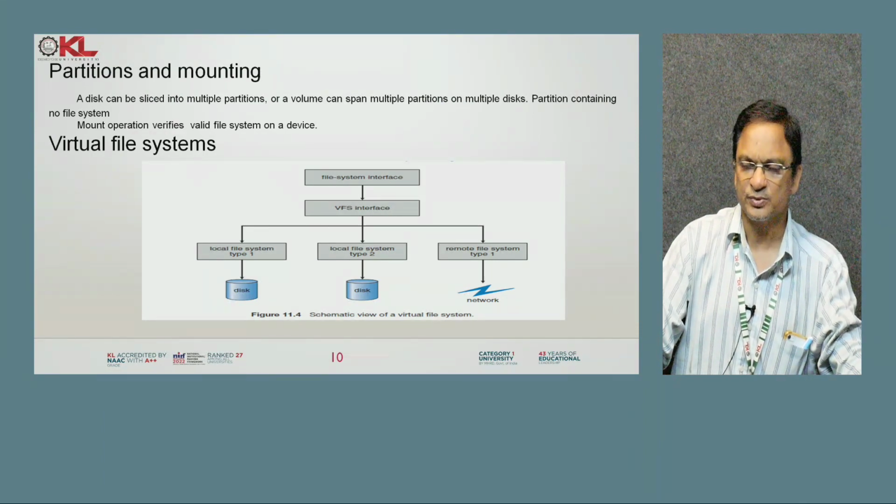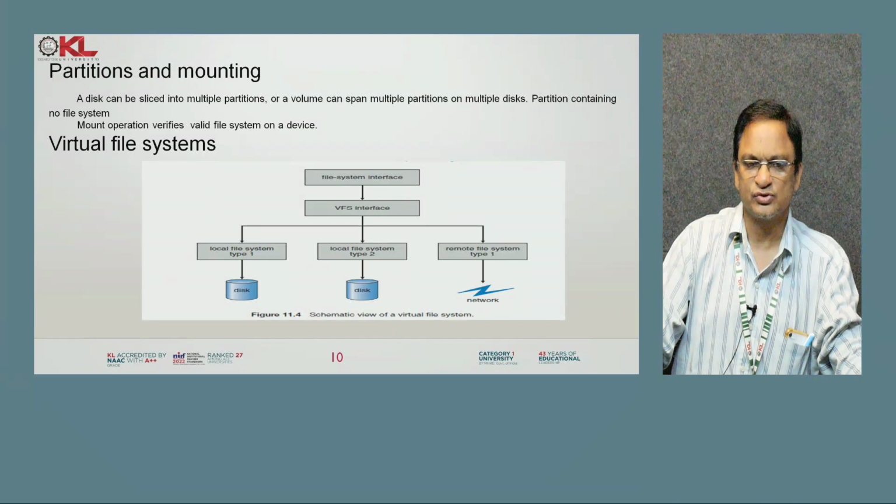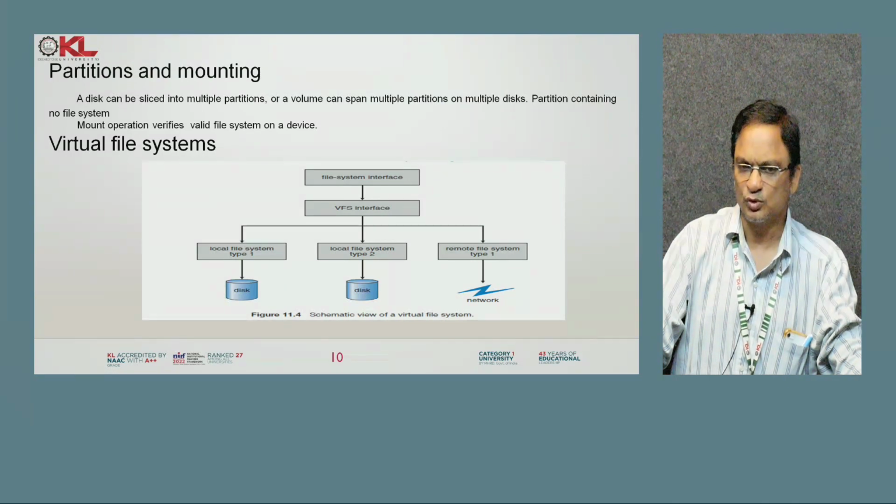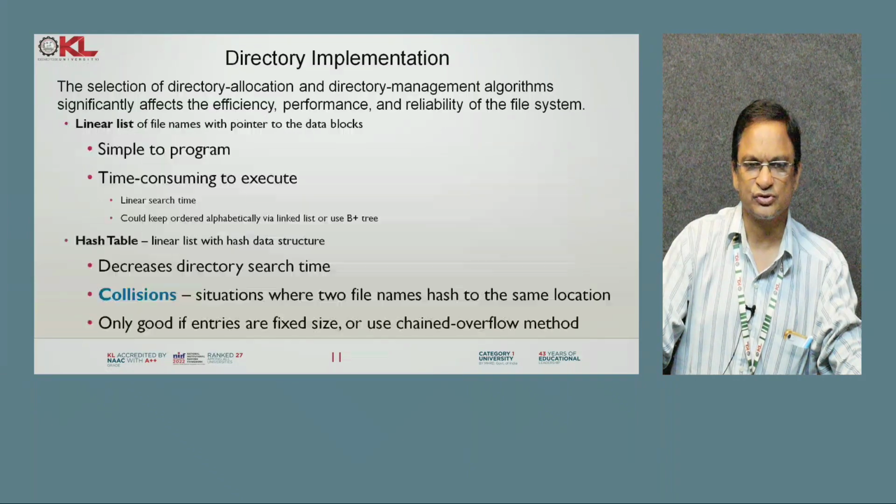And the next one is the virtual file systems, and this virtual file system consists of three layers. One is the file system interface, the second one is the virtual file system, and the third one is the local file systems and the remote file systems on which these are implemented. This is the schematic view of the virtual file systems.